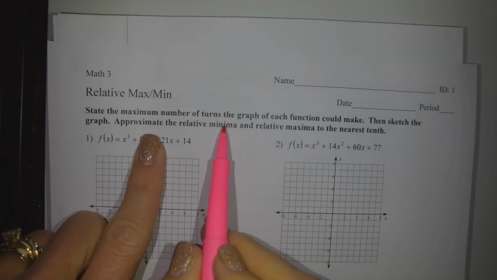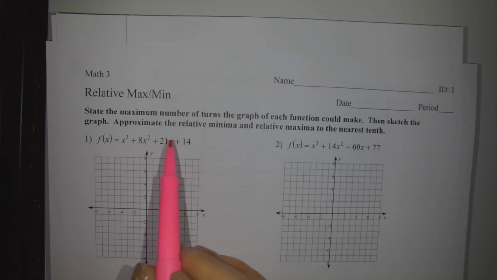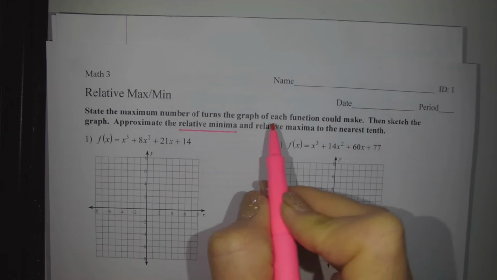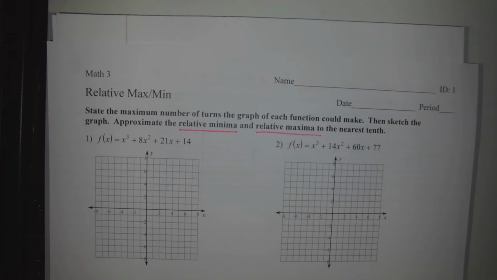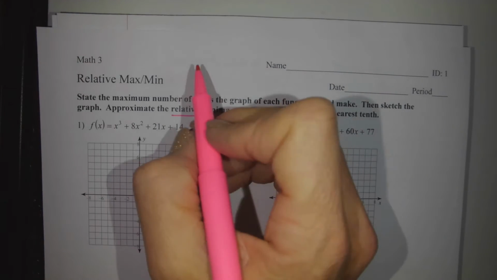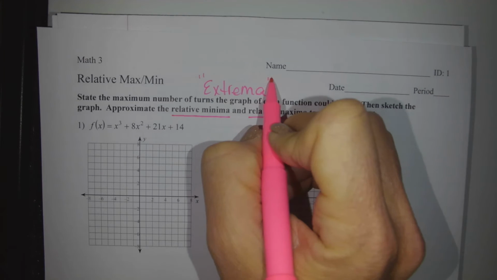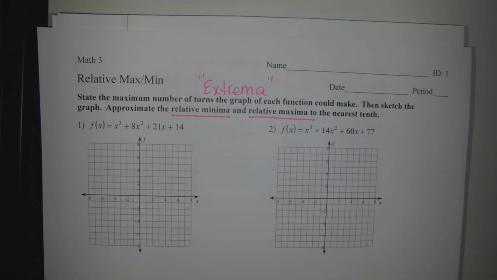All right, state the max and min. State the number of turns the graph of each function can take. We'll get there in a second. Sketch the graph, approximate that and that. We'll abbreviate and call that relative max and relative min. The fancy word for this, y'all, and you will hear this again no matter what class you take, is extrema. It's one of the weirdest words I say in any of my math classes.